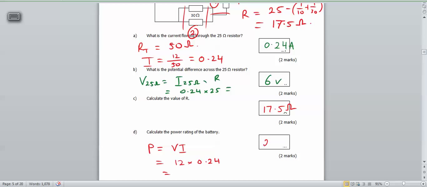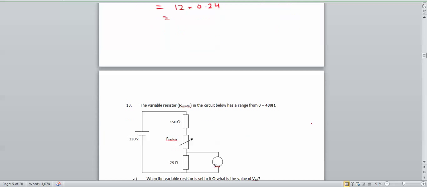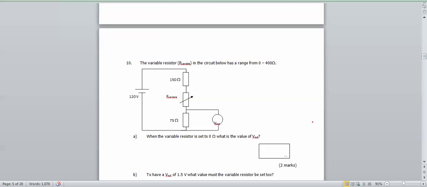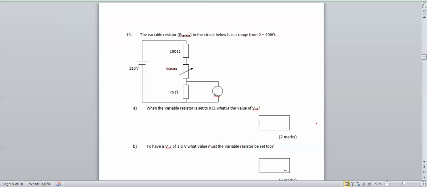Just 2.88 watts. The variable resistor has a range from 0 to 400 ohms. So that means that the resistance of this section here is going to go from anywhere from 0 to 400 ohms. And then as this resistance changes, it's going to affect the current in the circuit and hence the voltage drop at this point here.